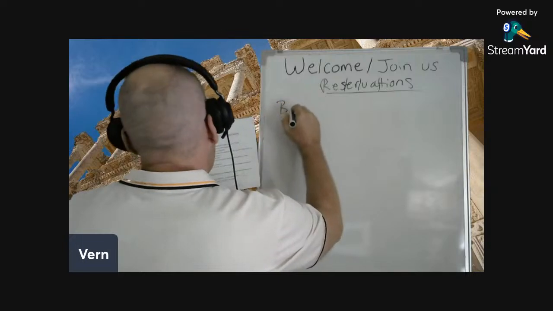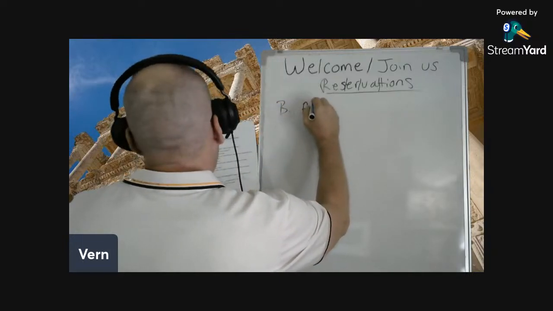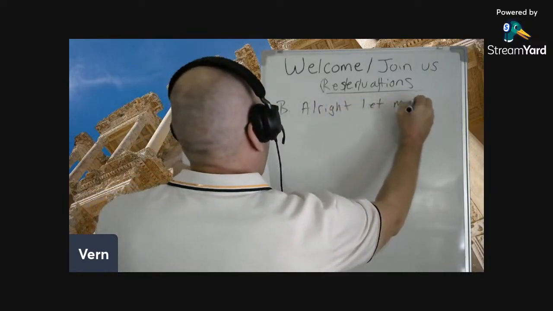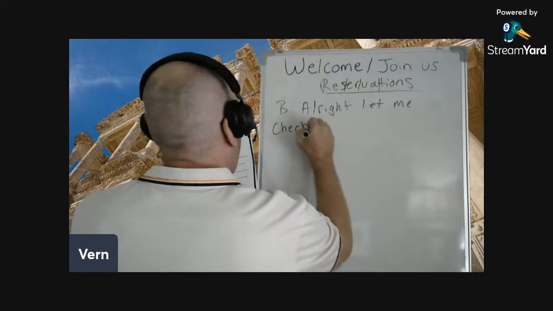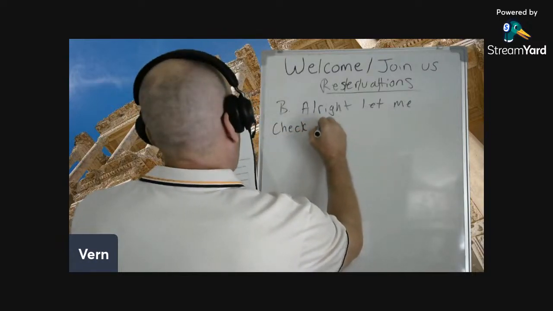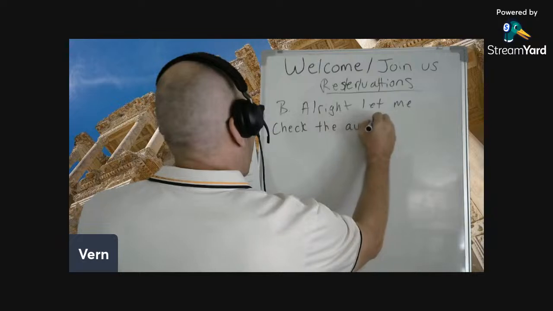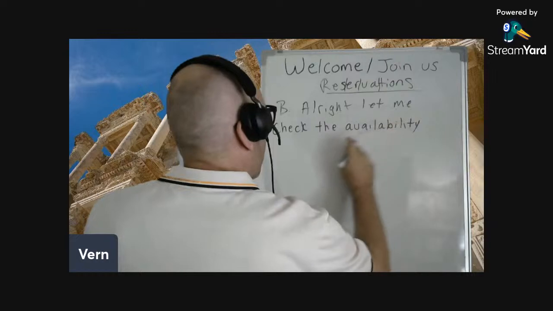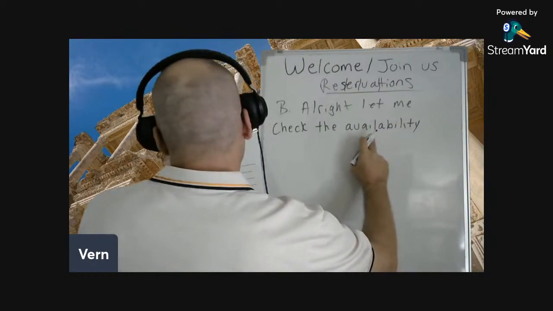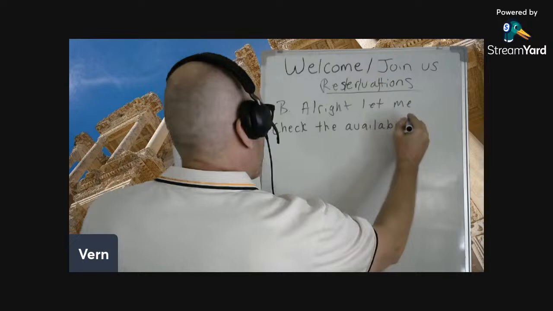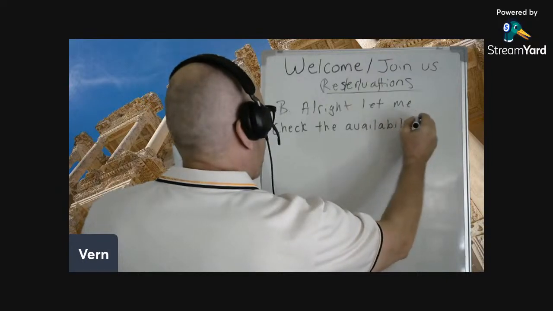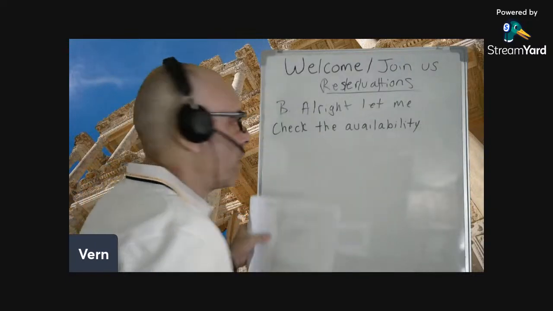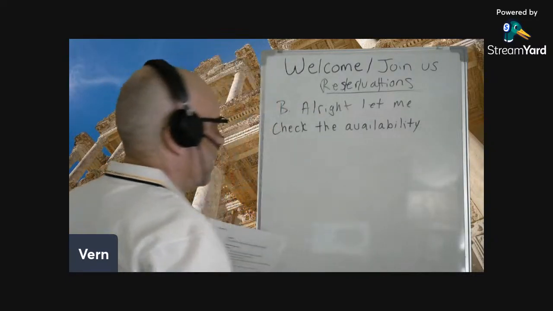So B could answer and say, all right, let me check the availability. Availability. Okay, here's what I want you to do. I want you to find the syllables for this word. And I'll come back and we'll check and see if you're right. Availability. Okay?